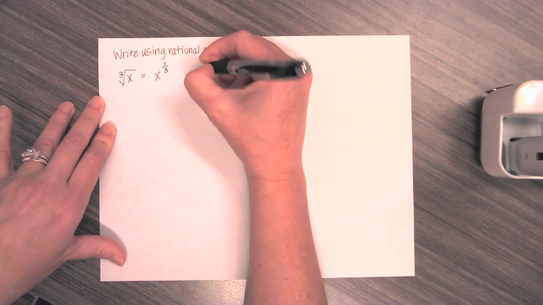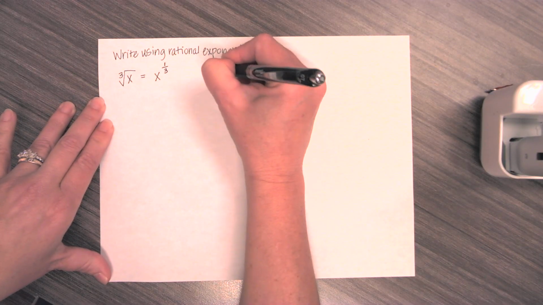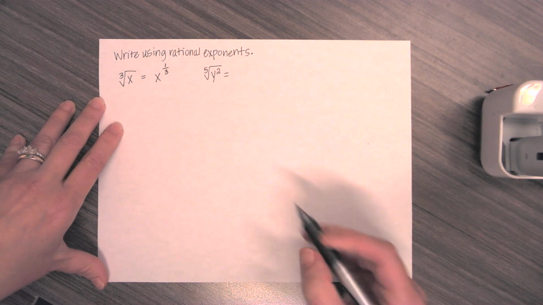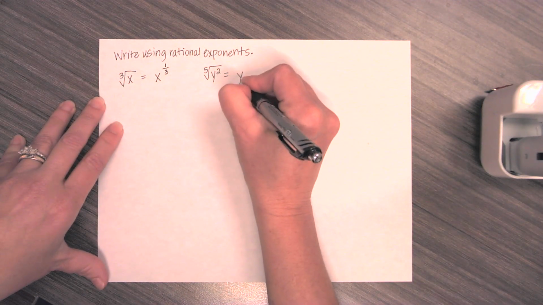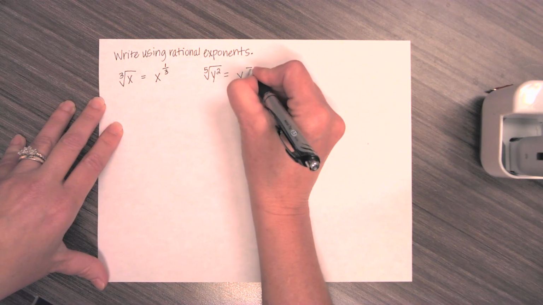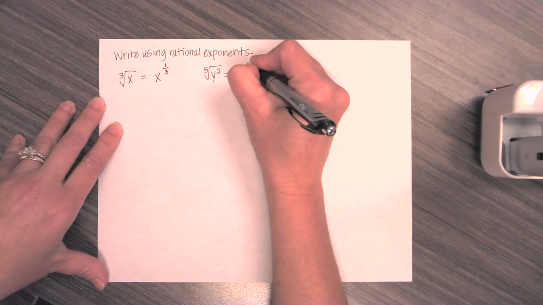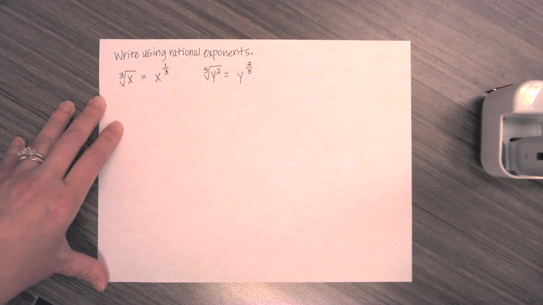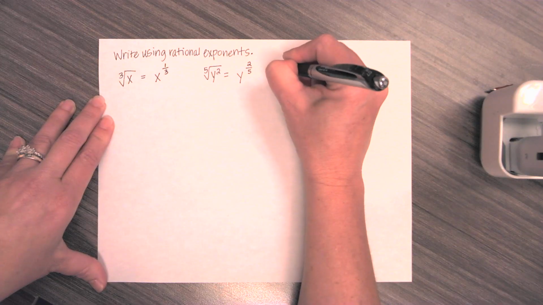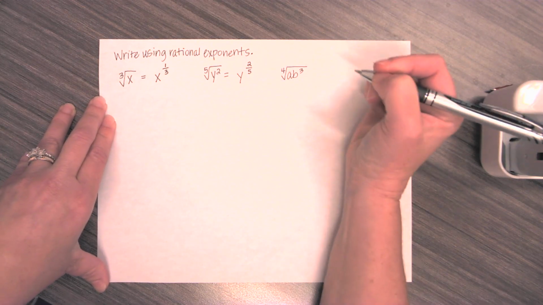Let's try another one. If we have the 5th root of y squared, how can we rewrite that using fractional exponents? The base will be y. The bottom of the fraction will be the root here, so a 5. And the top of the fraction will be the power that the y is raised to, so a 2. So that'll be y to the 2/5. Okay, what about the 4th root of ab cubed?